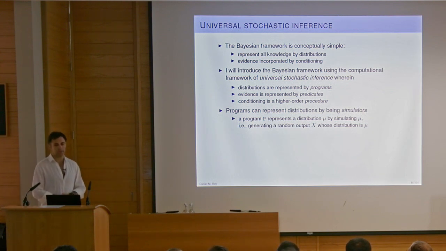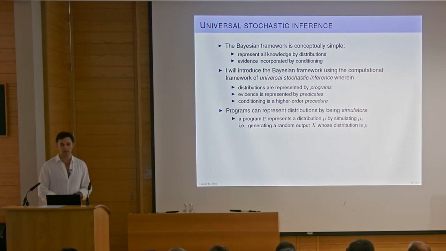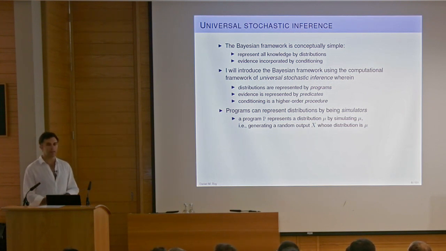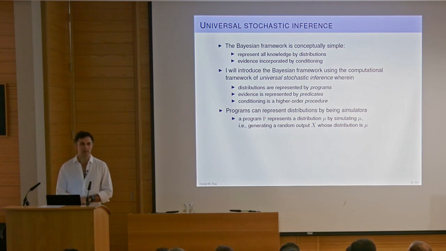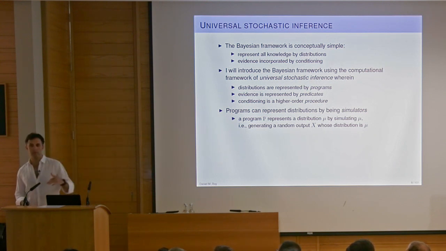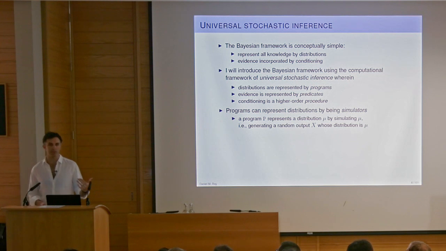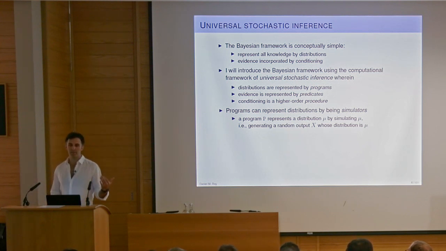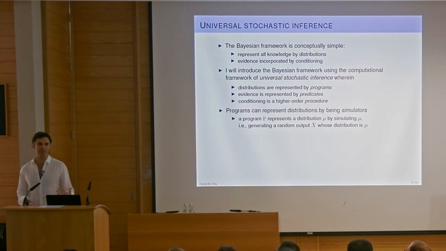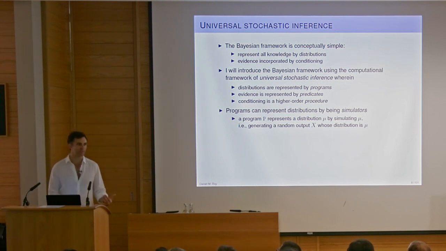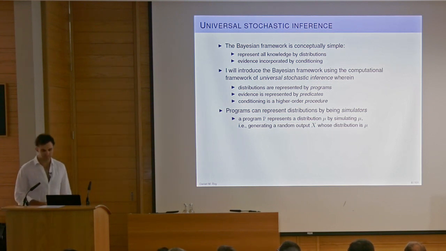In particular, programs are going to represent distributions by being simulators. So a program P represents a distribution mu by simulating mu, meaning generating a random output X whose distribution is mu. So these programs are going to have access to randomness. If you'd like a formal model to rest your intuition on, you can think about a probabilistic Turing machine, or what I'm going to use in this talk, Python with a pseudo-random number generator, which you can pretend is real. Not so important.